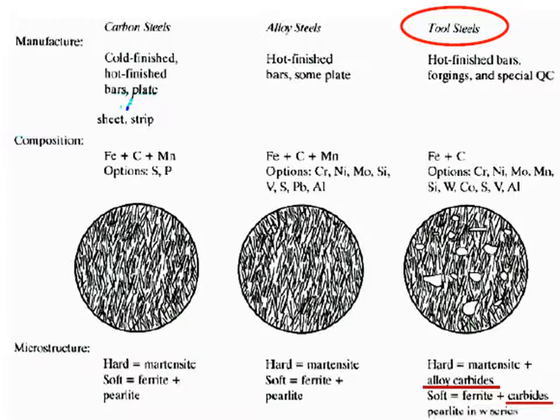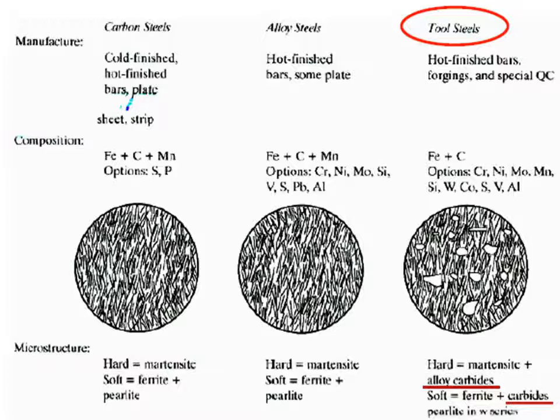Here you can see that you are adding Fe plus C plus Mn, but the options are alloying compositions. All these elements, chromium, nickel and others, can be added in various percentages. Okay, so here the tool steels are hard finished bars. They have special properties or quality assurance. They are hard and martensitic, and they are alloy carbides.